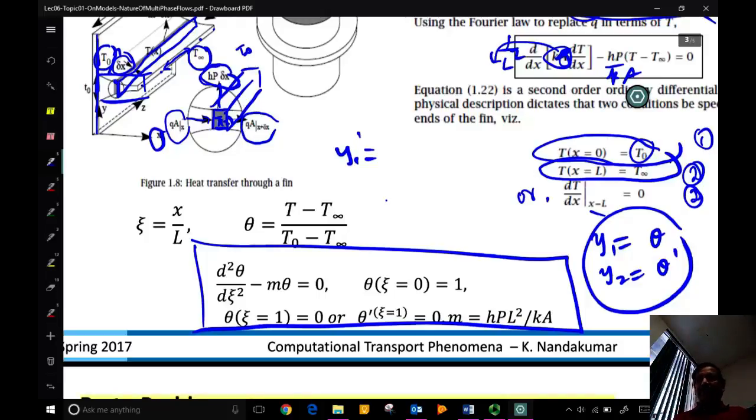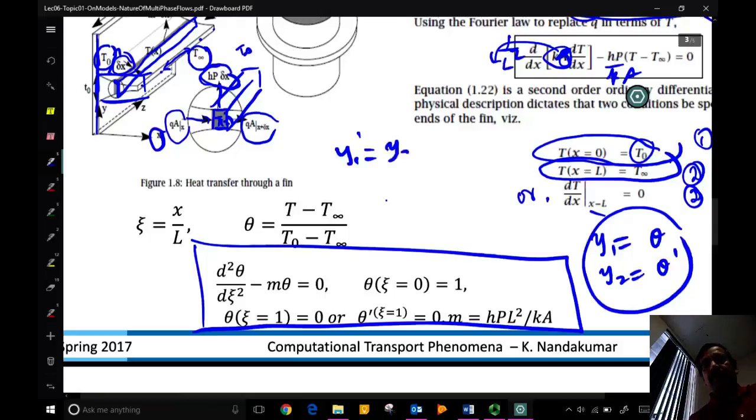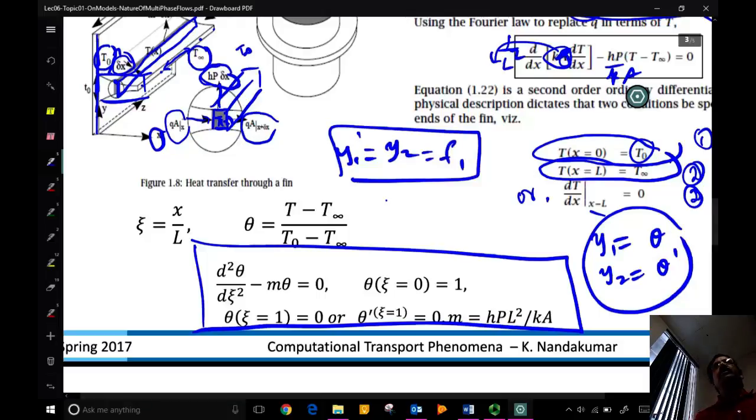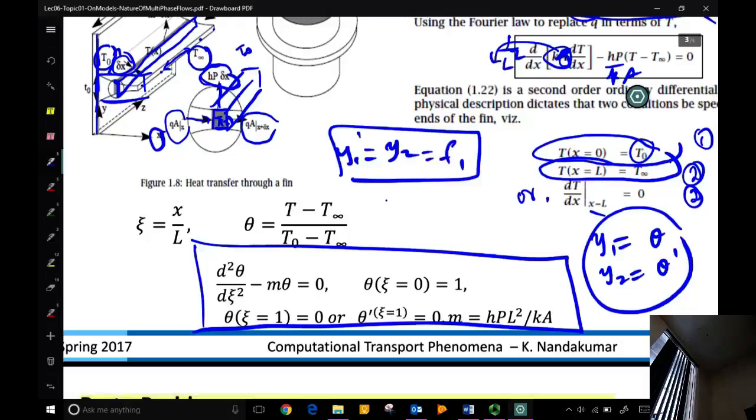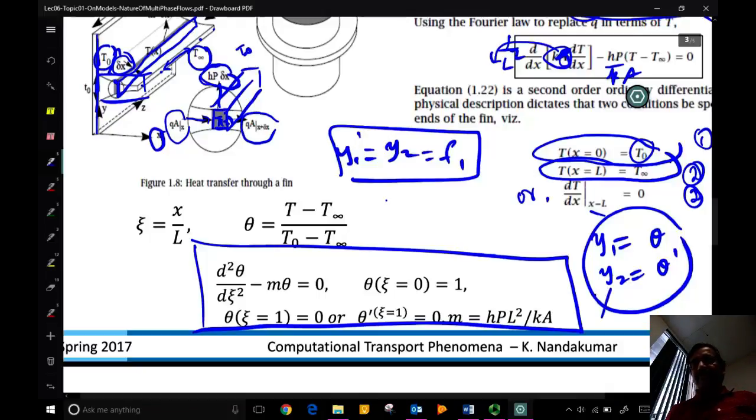Okay. So when I take the derivative of the first equation, I get y1 prime equals theta prime, but theta prime is the same as y2. That is my first equation. I will call this my first function. The first function gives me an equation for the variable y1 in terms of the function f1, but the function f1 turns out to be simply y2.